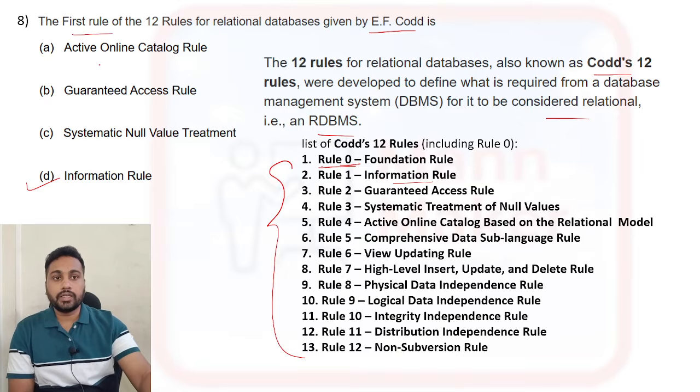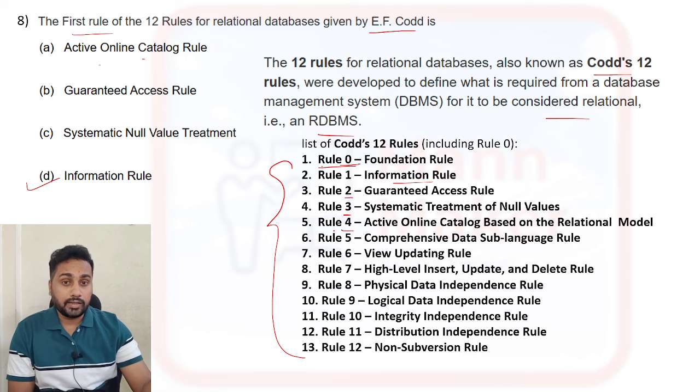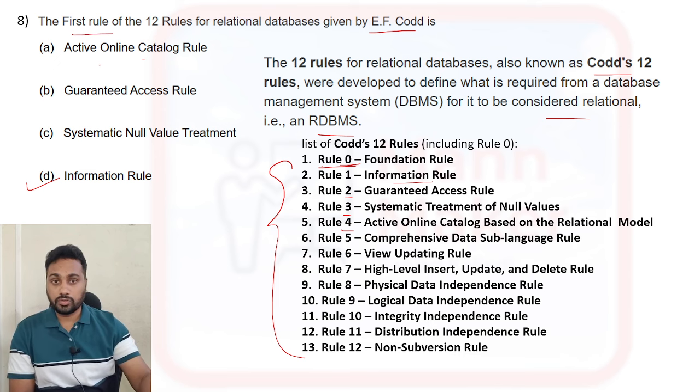Similarly, active online catalog comes under rule 4. Guaranteed access rule comes under rule 2, and systematic null value treatment comes under rule number 3. So like that you need to remember all these rules.